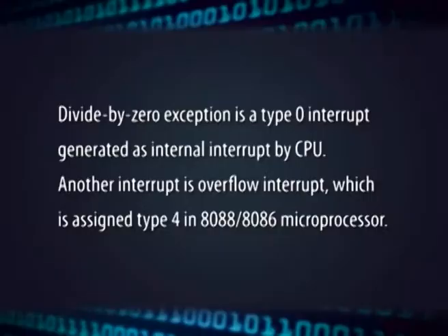Few of the interrupt types are not available for the programmers to use as they are used for CPU internal interrupts. For example, divide by 0 exception is a type 0 interrupt generated as an internal interrupt by the CPU. Another interrupt is overflow interrupt which is assigned type 4 in 8088/8086 microprocessor. Type 0 has the highest priority and type 4 interrupt overflow interrupt has the lowest priority.